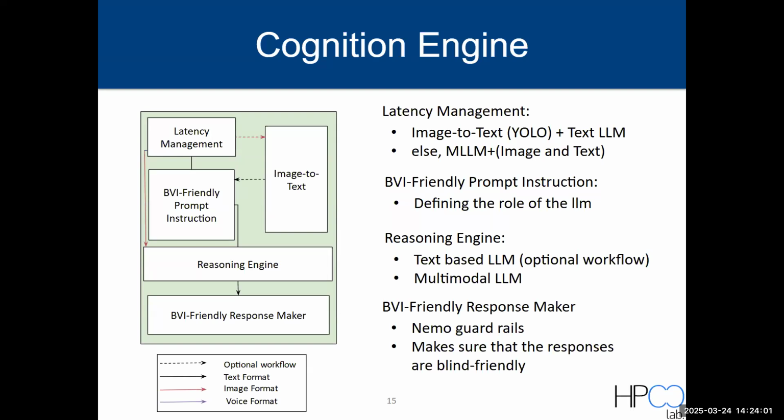So what we have done here is make the reasoning engine adaptive based on latency, between a single-modal LLM and a multimodal LLM. When we have a single-modal LLM, for that latency management, we convert the received image to text. We identify objects within it and add them to the prompt so that we at least have some clues about what is going on in that picture. And then we pass it to the reasoning engine.